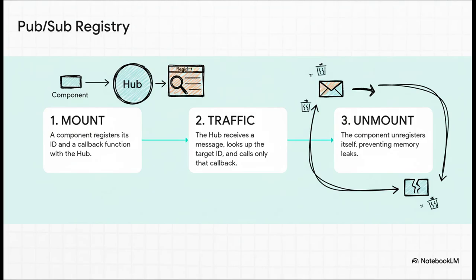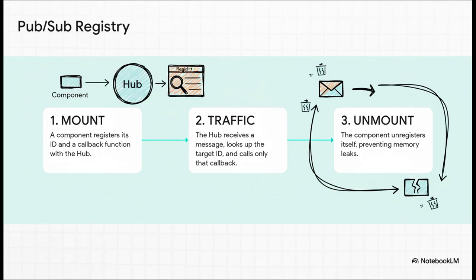The solution is a classic pattern called publish-subscribe, or what you could call a hub-and-spoke model. It's simple. When a component appears on the screen, it registers itself with our WebSocket hub. It basically says, hey, I'm GraphView 1, and here's the special function you should call when you get a message just for me.